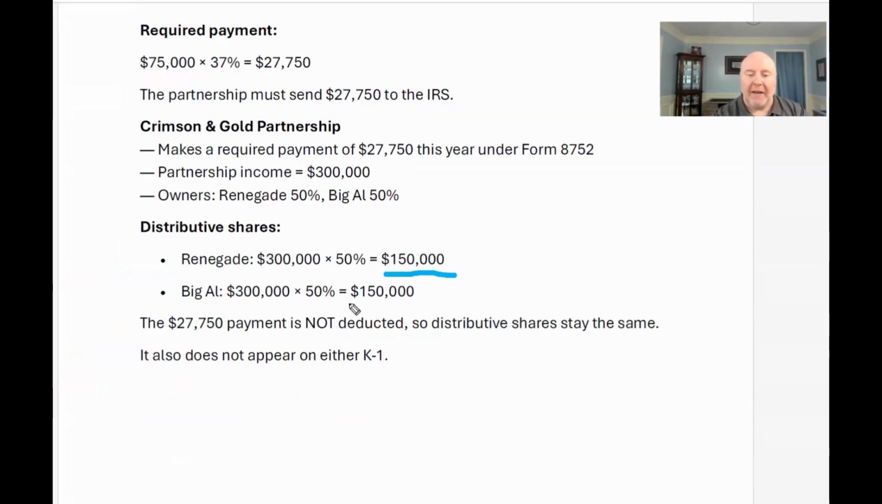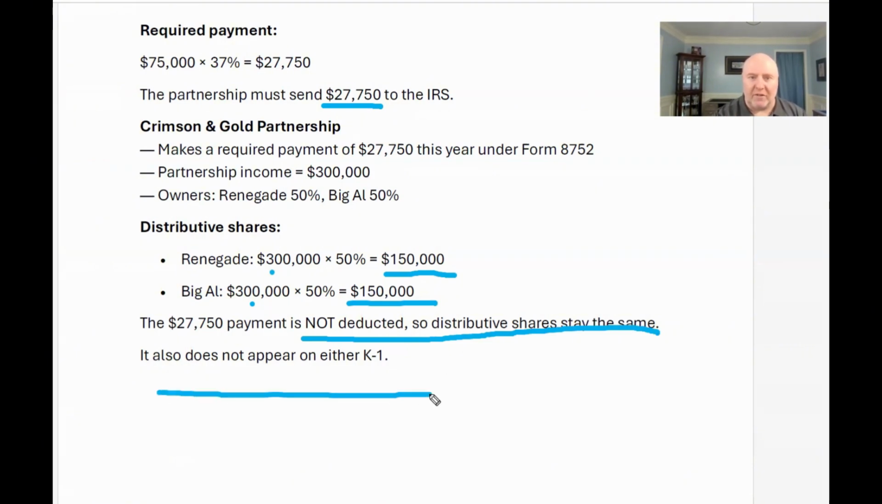Look at, they still have to pay their taxes on 150, even though our partnership had to pay $27,750. It didn't reduce our distributive share. It's not an expense. So our partners are still paying on their full distributive share. And this isn't a deductible amount or anything else like that. It's just a payment that was put in there. It's not deductible, it's separate. So you can see it is not deducted. So distributive share stays the same and it does not appear on the K1 because this is eventually going to be refunded to them.